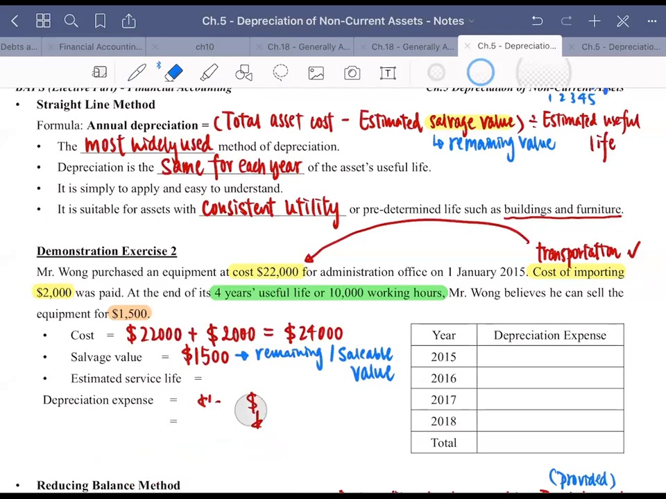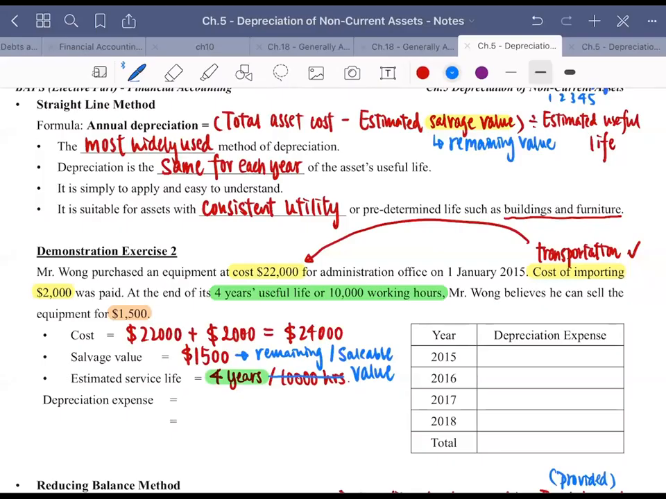The next part, the estimated service life. It is provided in the question either 4 years or 10,000 working hours. We can put down 4 years or 10,000 hours. But usually in using the straight line method, for the estimated useful life, we are focusing on the number of years instead of the number of hours. So the number of hours in this case is irrelevant. Sometimes you have to find which numbers we are going to use or which number is irrelevant.